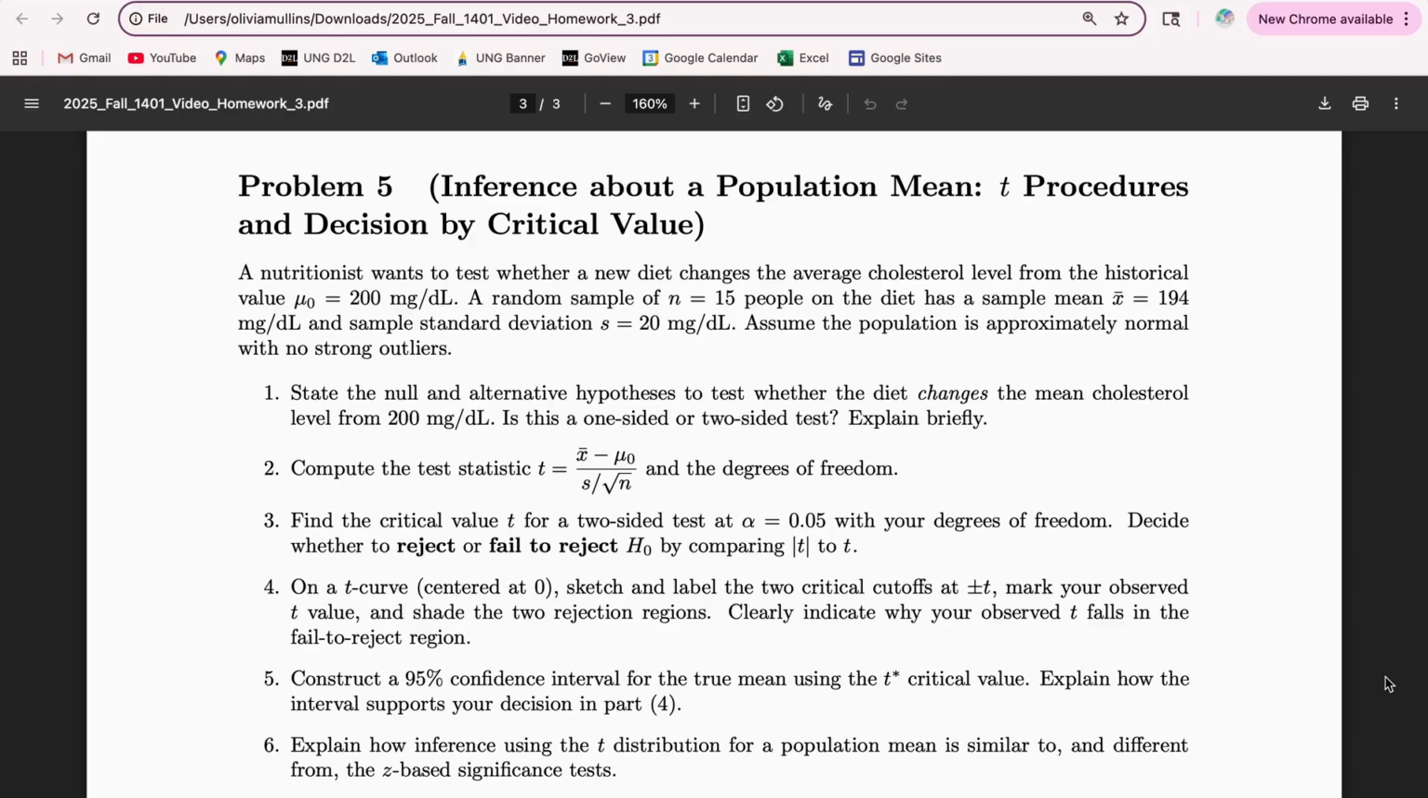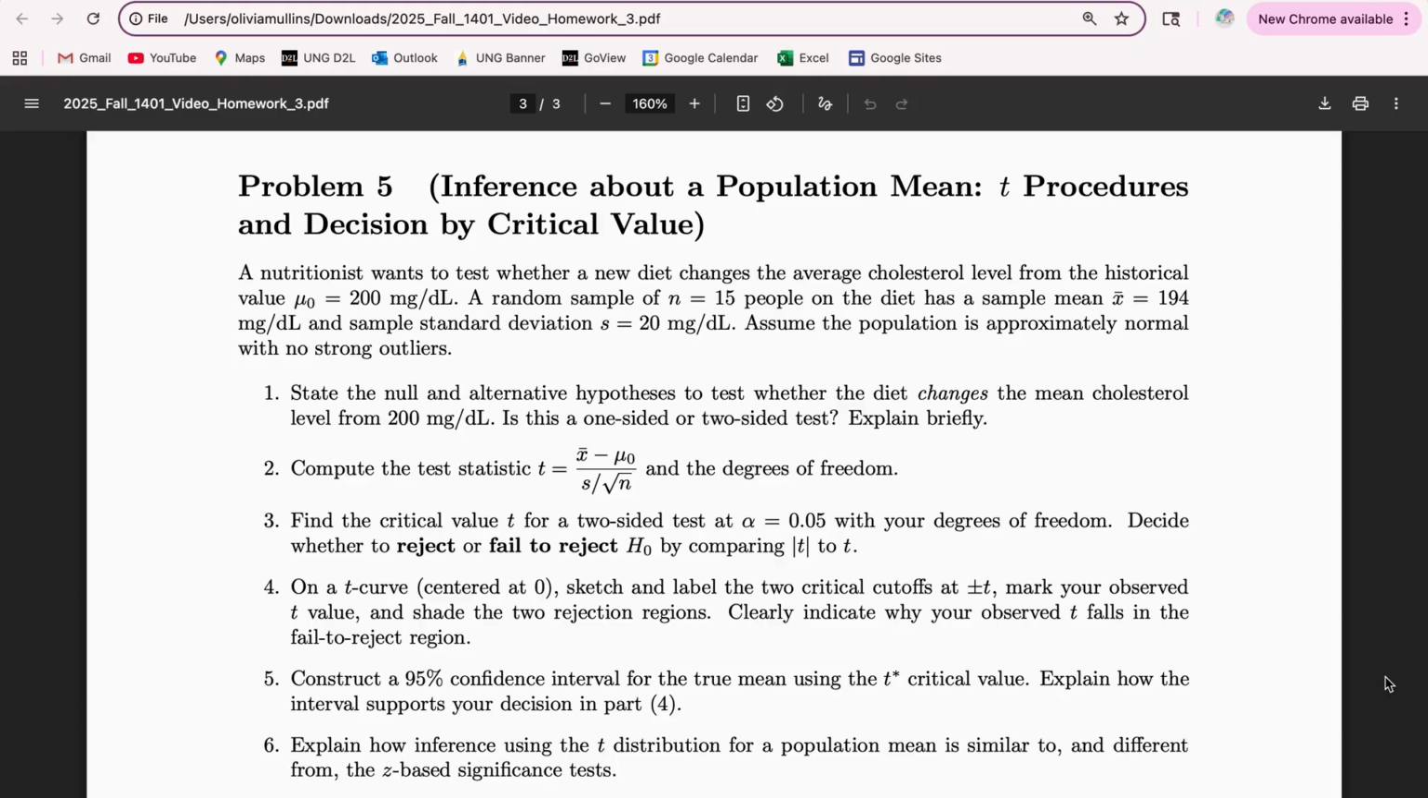For question 6, it asks us to explain how inference using the t-distribution for a population mean is similar to and different from the z-based significance test. To answer this, both the z-test and t-test compare how far a sample mean is from the hypothesized population mean. We use the t-test when the population standard deviation isn't known and when the sample size is small. The t-curve is also wider because smaller samples have more uncertainty.